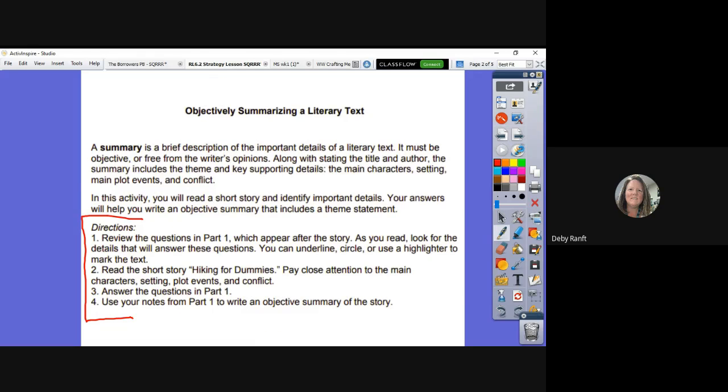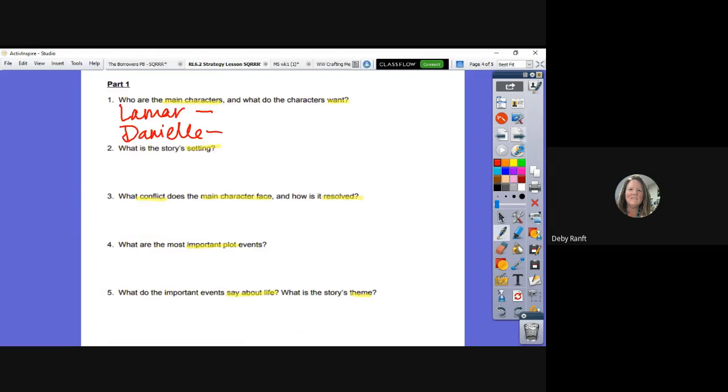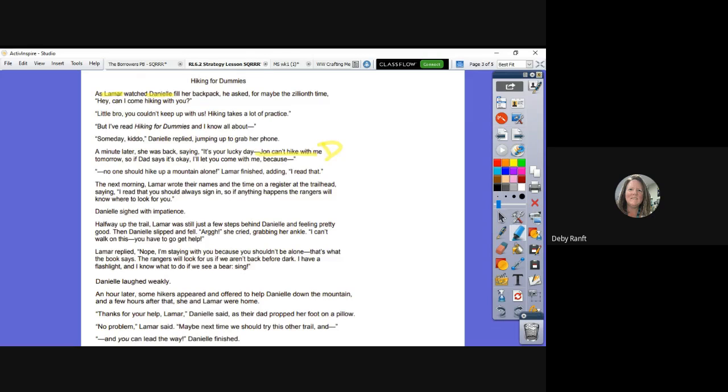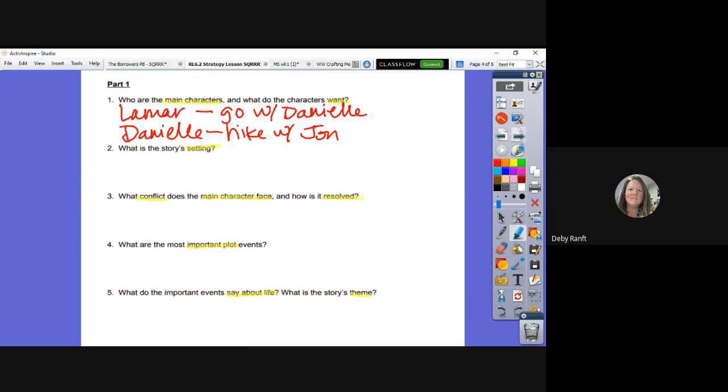Good. Hike with Dawn. Okay, and Lamar wanted to what? Go alone or go along? Along. Yeah. Go with Danielle. And we got that from here, right? "Hey, can I come hiking with you?" Okay. Good. Question number 2. What is the story setting?